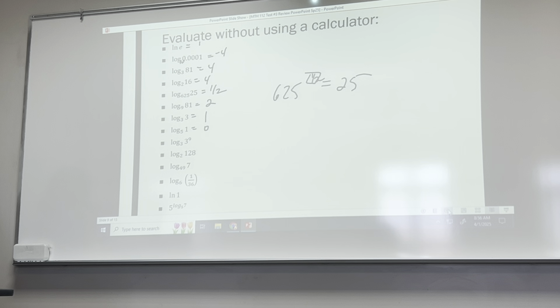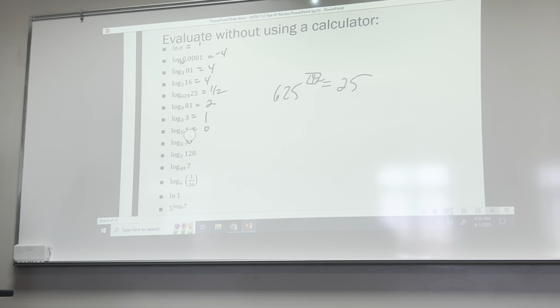Log base 3 of 3 to the 9th, that's an inverse property. If the log base and argument are the same number, then the answer is just going to be whatever that power is, right? Log base 3 of 3 to the 9th will just be 9, because those are inverses of each other. They undo each other.